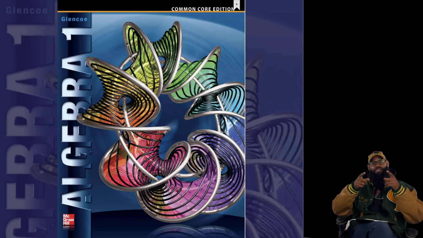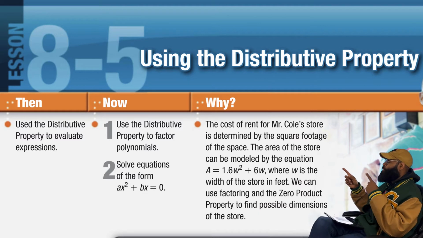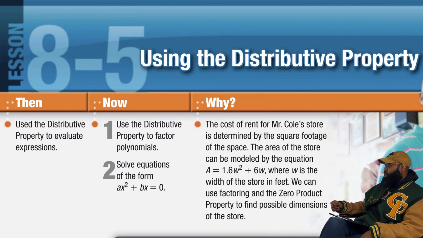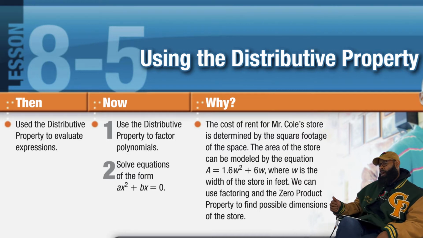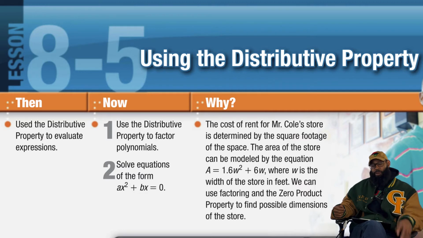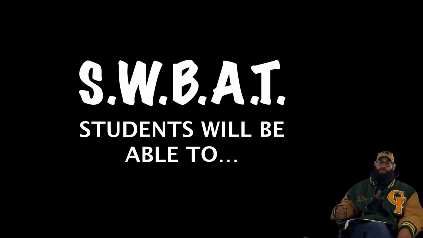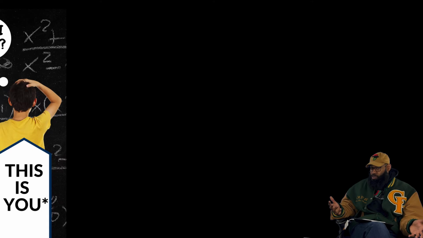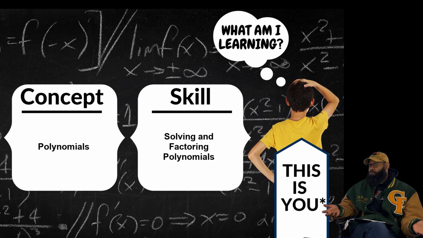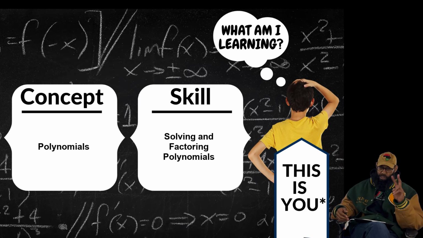BNB in the house, taking care of Chapter 8, Lesson 5, using the distributive property. So our learning objective, guys, looks like number 1, use the distributive property to factor polynomials, and number 2, solve equations of the form ax squared plus bx equals 0. All right, sounds good to me. 2 objectives. Normally we got 2. Students will be able to solve polynomials by factoring and use the distributive property to factor polynomials. 2 different learning objectives, but we got it.